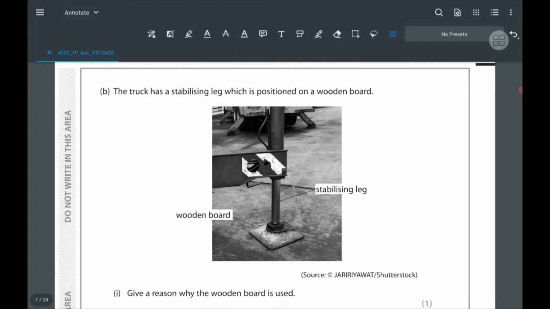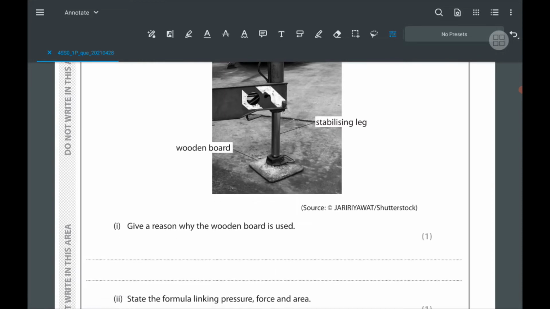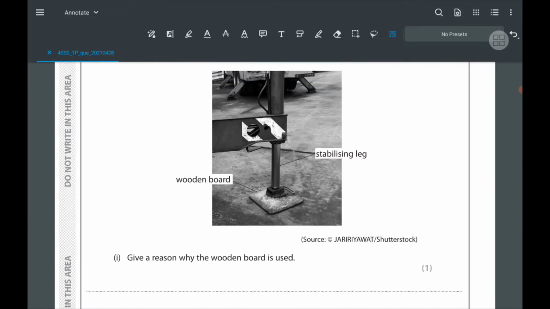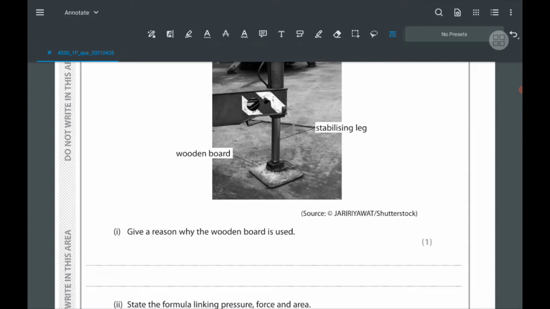Next question. The truck has a stability leg which is positioned on a wooden board. Give a reason why the wooden board is used. We know that in order to decrease the pressure on the ground, we can use this type of wooden board and spread the whole force over a large area. So we will write about that. Give a reason why the wooden board is used: that is to reduce the pressure on the ground.